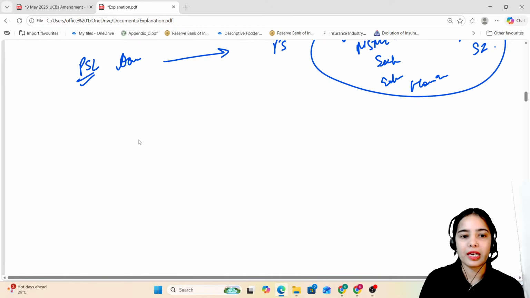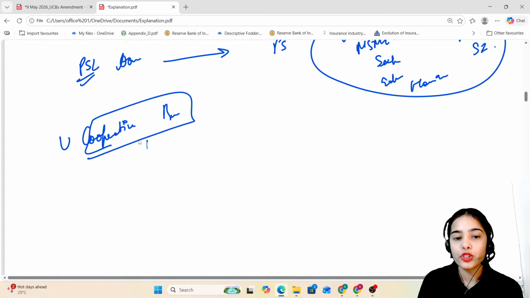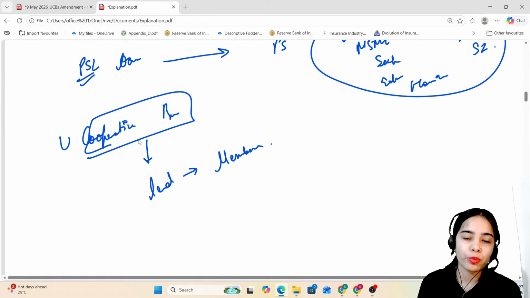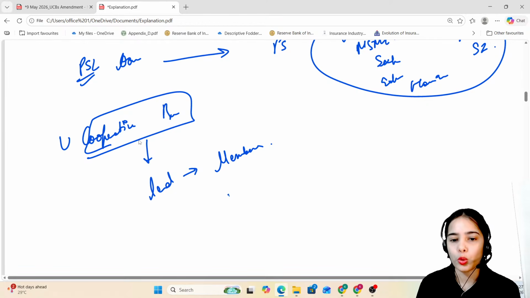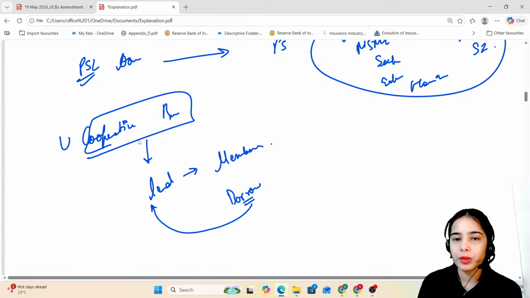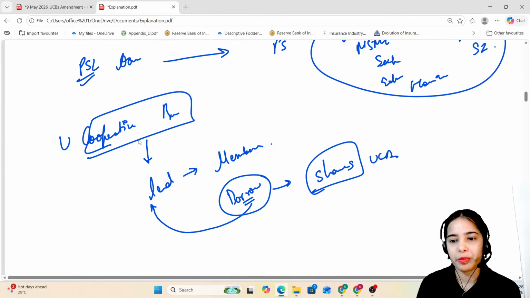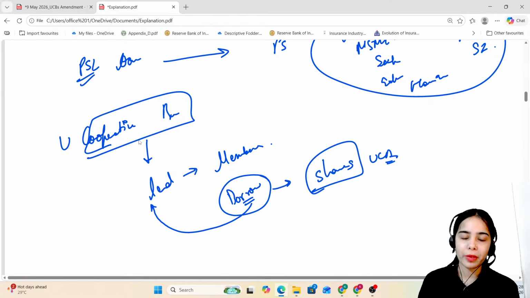Now, urban cooperative banks, what are they? They are cooperative banks. So they can lend to their own members. They should be lending to their own members, which means that if you want to borrow money from the urban cooperative bank or from a cooperative bank, you need to buy certain minimum shares of this urban cooperative bank. So you need to be a member of the urban cooperative bank.